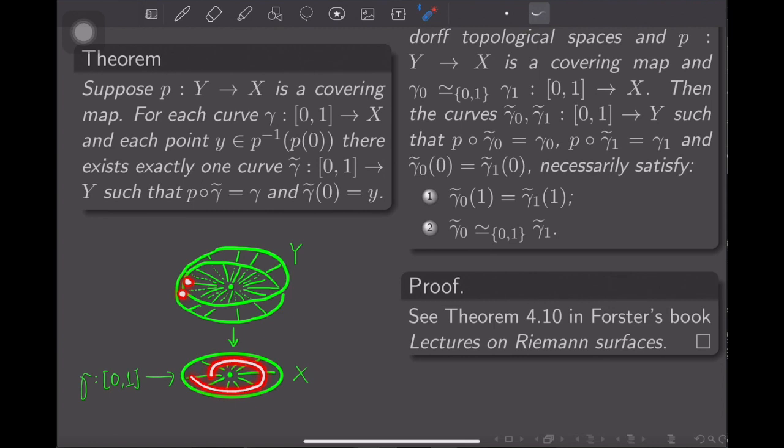And then let's say that I decide to start here. So it looks like here, I go, and then I have to change sheet and end in the other sheet, you see? And then otherwise, for the other one, I would have to do this, and then here somehow I'm forced to change sheet and then end in the other one. Okay, and that's how the two lifts of my given curve look like.